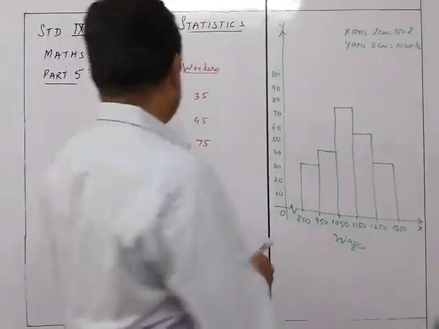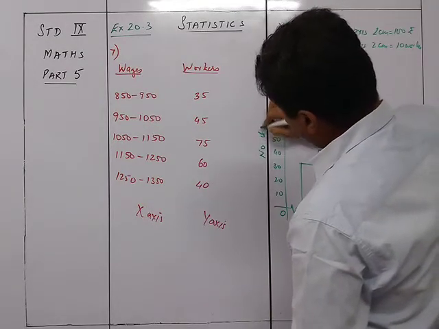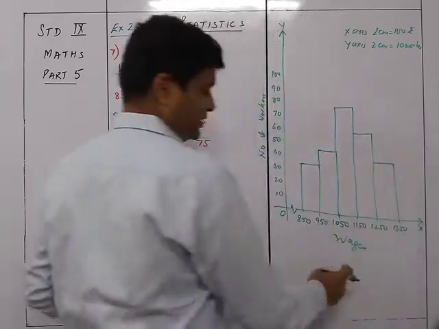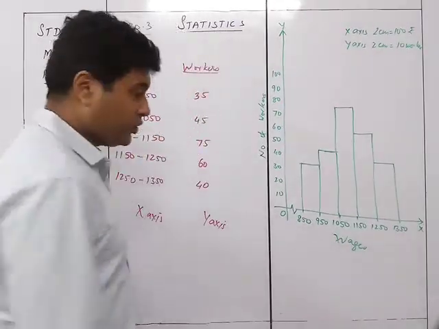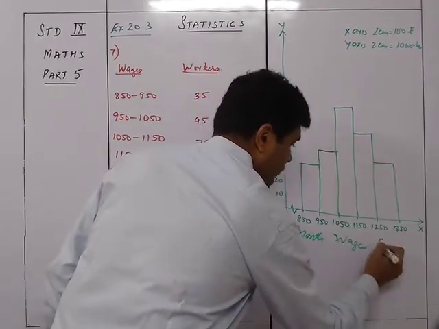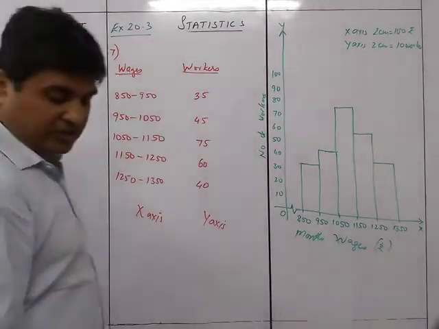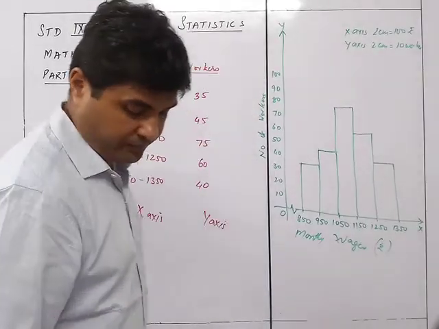Over here we forgot to write that this thing is number of workers. The number of workers is against the wages. Now wages, if it is given in rupees, so yes, it is monthly wages in rupees. So this is question number 7. Now we move on to question number 9.